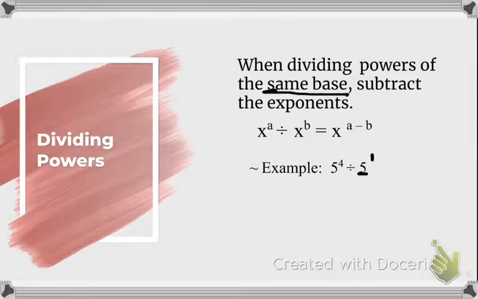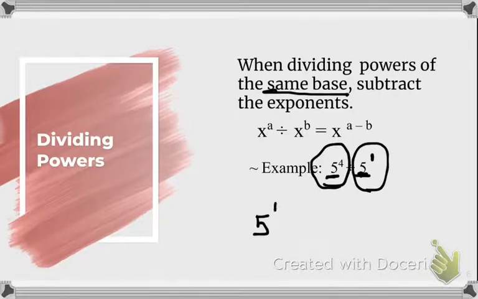So what we're going to do, since the bases are the same, we can subtract them. So you have to make sure you're taking the first one. So this one here is my first, and you subtract the second. So I've got 5 to the power of 4 minus 1, giving me 5 to the power of 3.